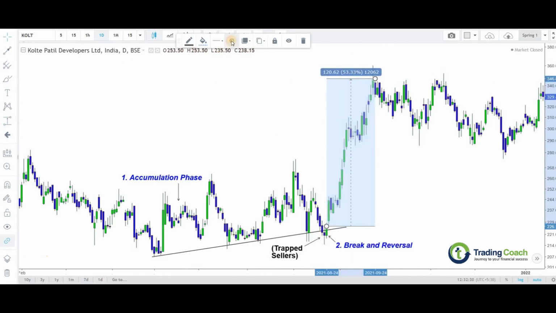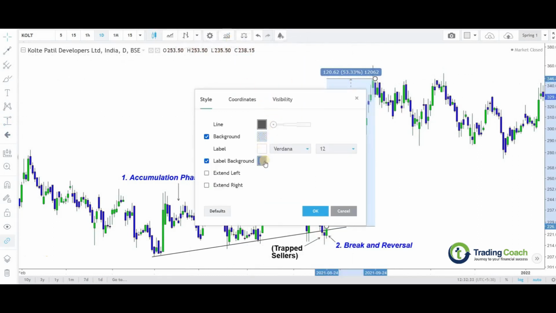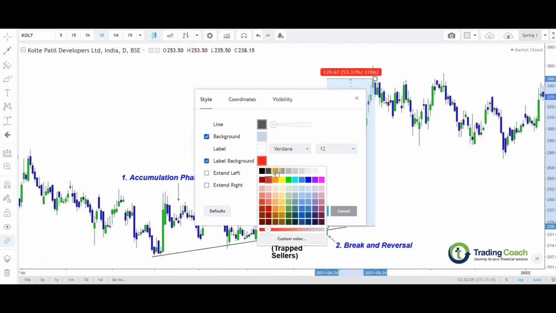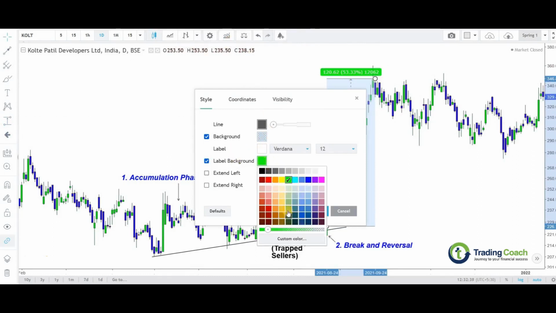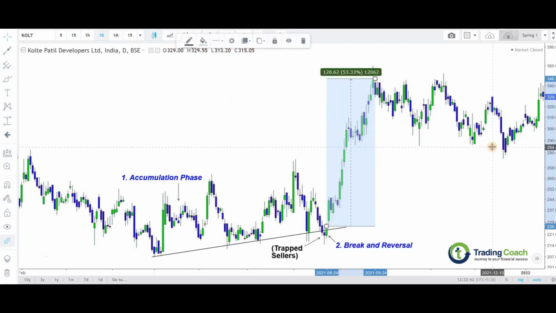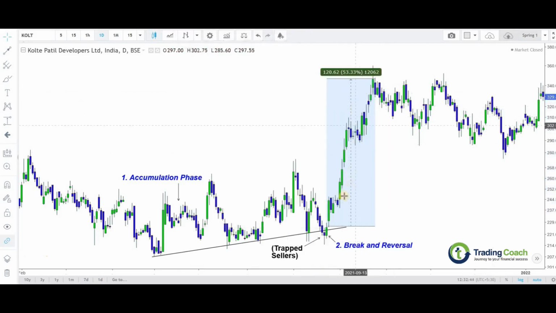Let me do a little highlight here so that you can clearly see what's happening on the price action. Let us keep it green. Take a look at this. Right after this, the prices shot up like anything. The market went all the way around 53%. This particular setup which you are seeing right now is what we call a spring.